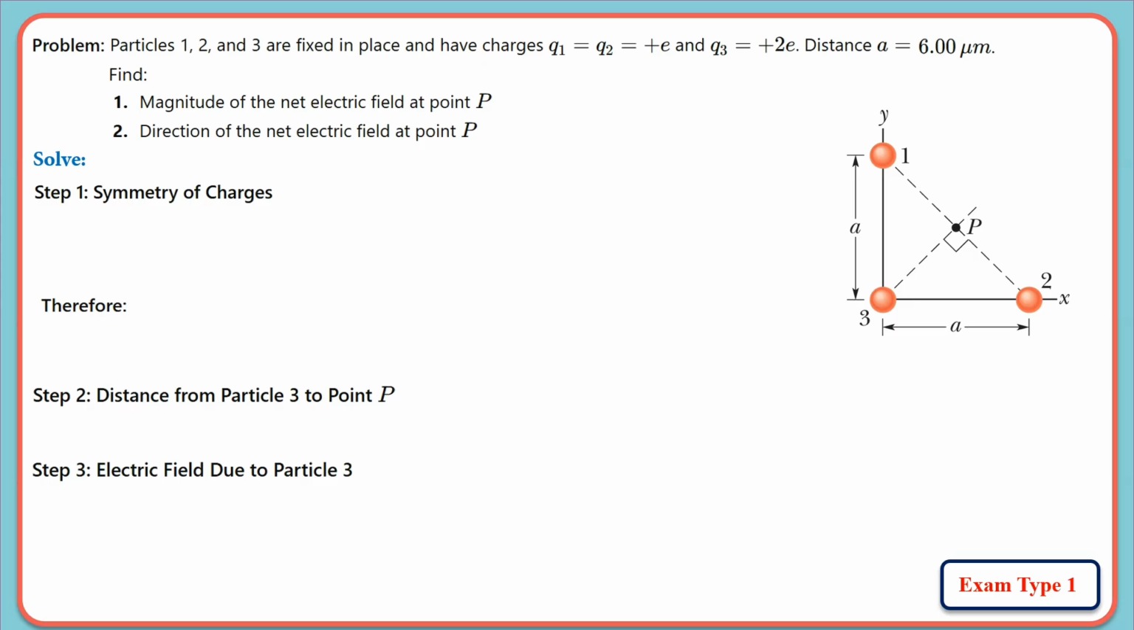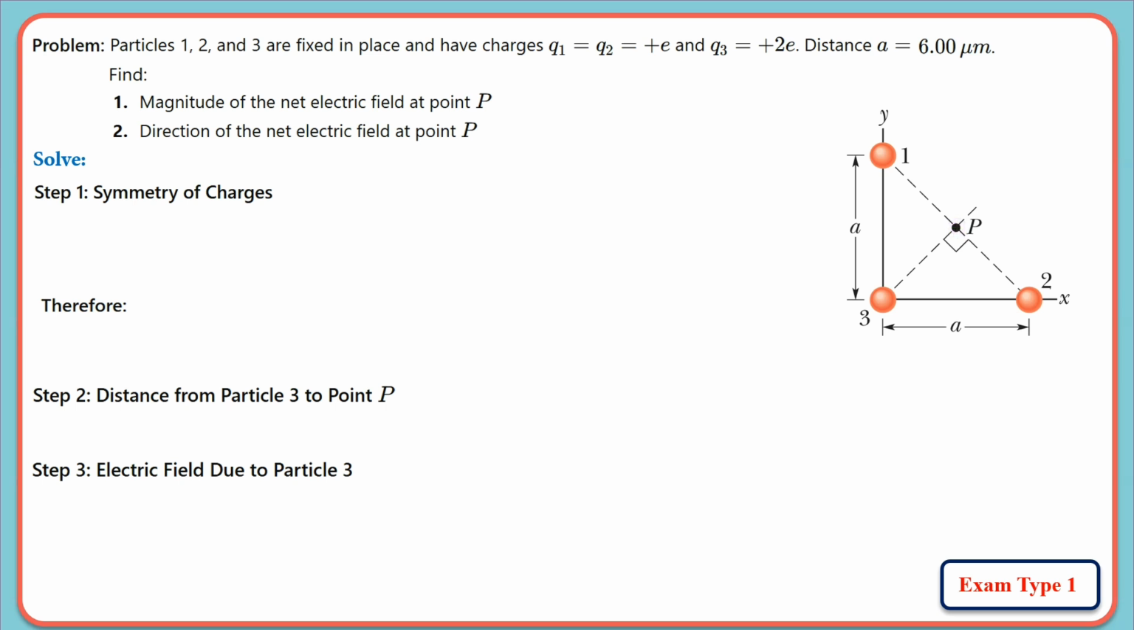Before starting the solution, remember an important idea from the previous slide. To determine the electric field created by each charge at point P, we imagine placing a small positive test charge at point P, and the direction of the electric field is always the same as the direction of the force acting on that positive test charge.